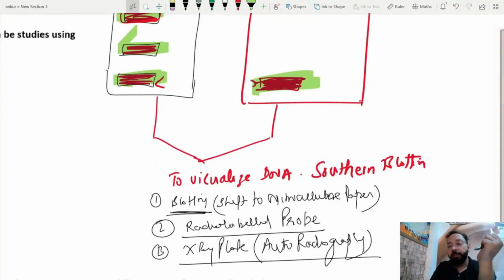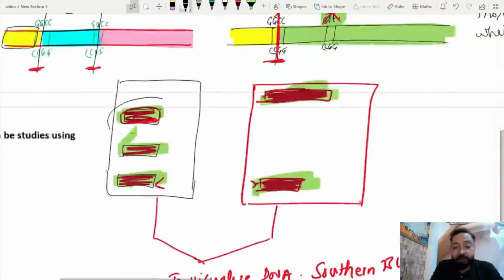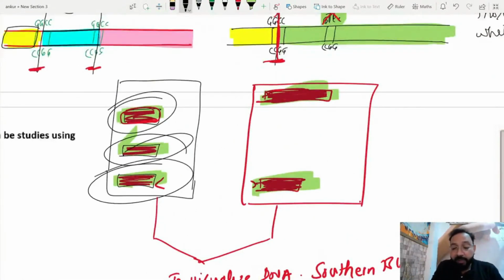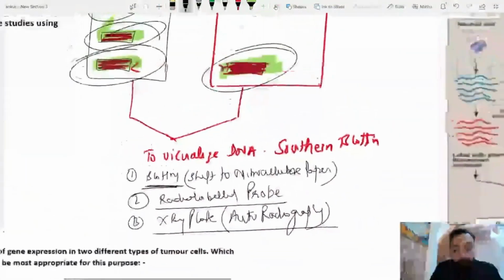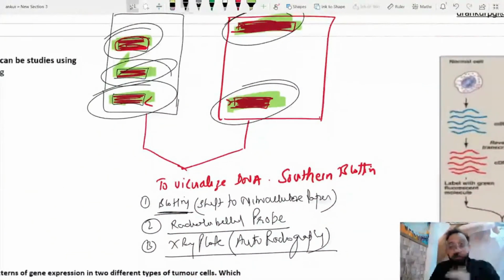On nitrocellulose paper, we will flow the radioactive complementary probe over the paper, and we will wash away the remaining probe. Then we will put an X-ray plate. The radioactive probe will emit rays: if 3 bands are there, they will emit rays at 3 sites; if 2 bands are there, they will emit rays at 2 sites. So there would be 3 bands or 2 bands.